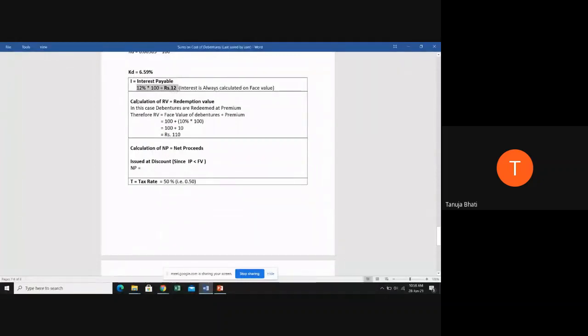Okay, next we need to calculate RV. RV is nothing but the redemption value, and the debentures are redeemed at premium. So the face value of debentures plus the premium, so face value is 100 plus premium is 10% of 100, which is 110, is your redemption value. Net proceeds is already given, 95 rupees. Since the issue price is 95 and face value is 100, therefore it is issued at a discount. So NP is 95 and the tax rate is 50%.